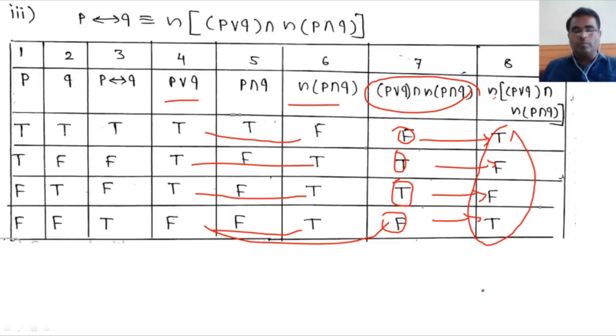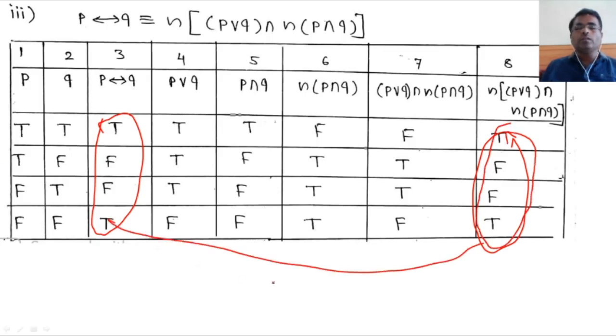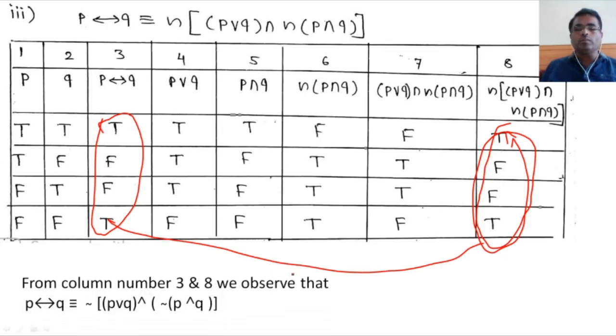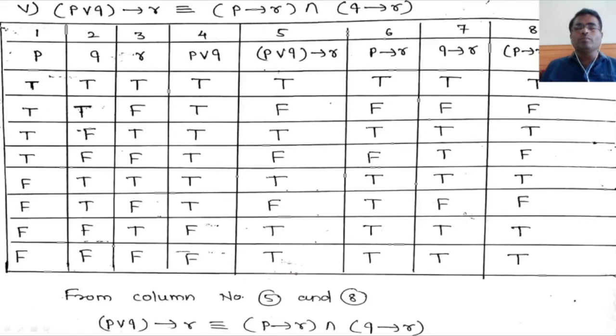Now you will observe that this last column and the third column are identical. Here we have true, false, false, true. Here also you have true, false, false, true. These two columns are identical. So by the third and eighth column, the statement patterns are logically equivalent. Similarly, we have some more solved examples with three statements combination.